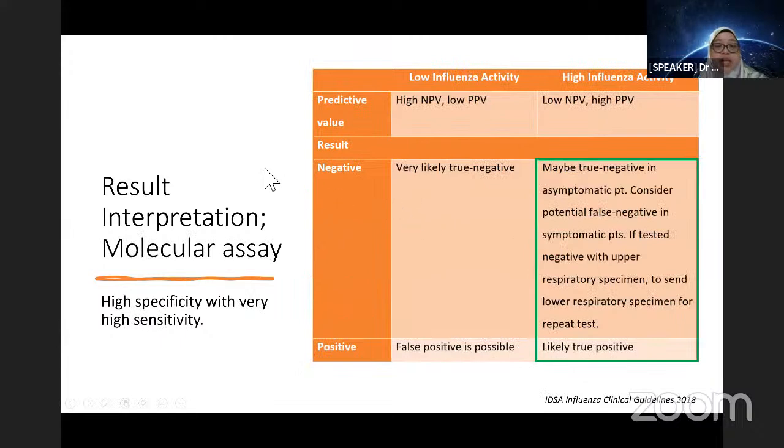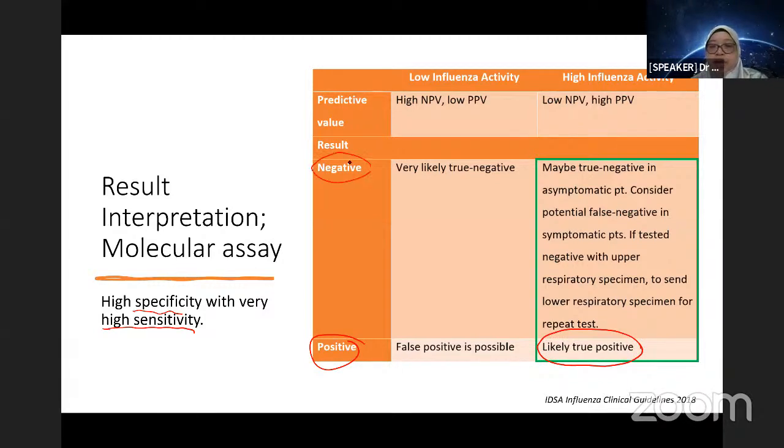In terms of the interpretation of the molecular assay test, the test is very specific and ultra sensitive. So if the result came back positive, it is likely a true positive. Okay, no doubt.